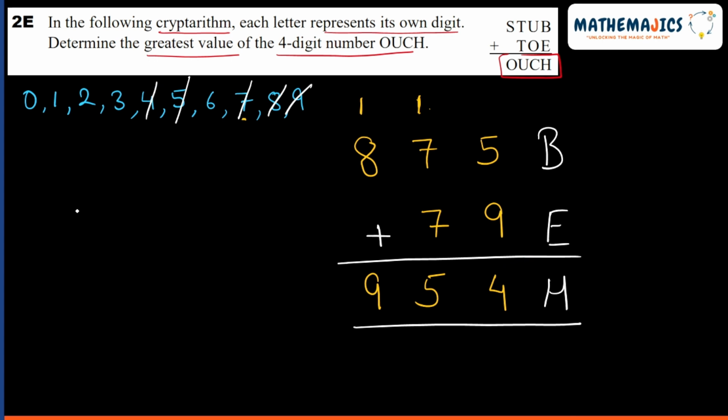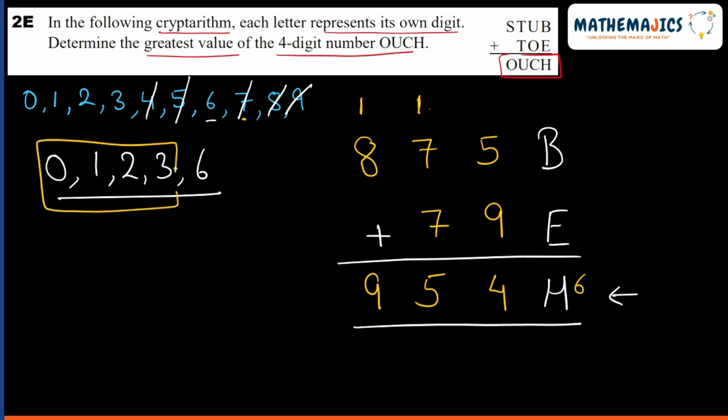Let's cancel out 4. Now to make this the largest possible number, H should be 6 because 6 is the available number. First of all, let's write down the left out numbers: 0, 1, 2, 3 and 6. Out of all these numbers, the largest possible is 6. So let's try whether 6 is possible or not. If H is 6, is there any other combination which will add up and give us 6? 0 plus 1, 0 plus 2. There is no combination of B and E which adds up to give us 6. So that means 6 is not possible here.